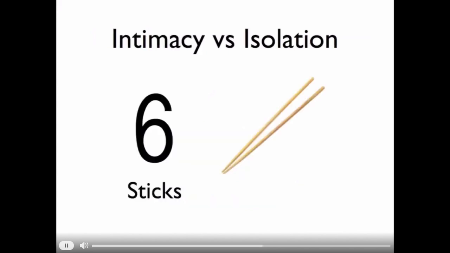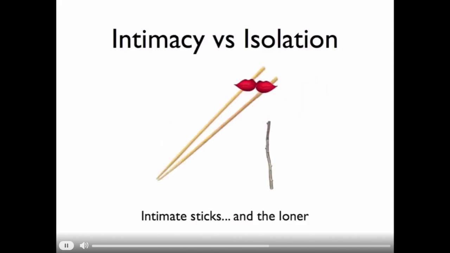Number 6 is intimacy versus isolation. 6 is sticks. This is probably the easiest one. Just picture a couple of sticks kissing and a third stick left off to the side. So 6 is sticks. We see the sticks and then we see them kissing.